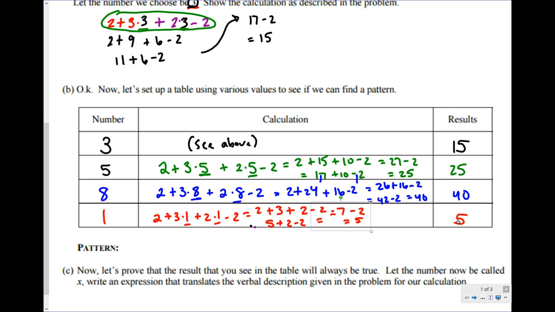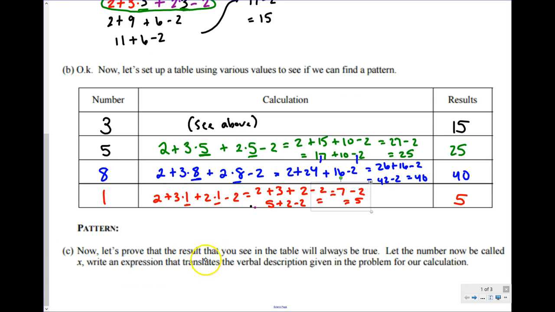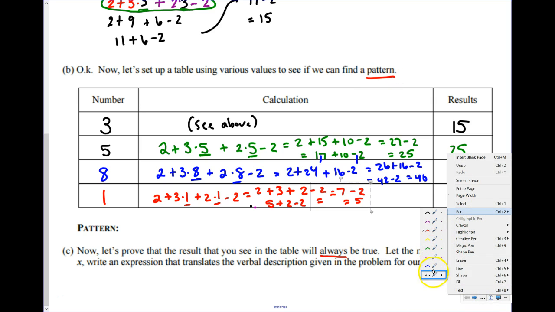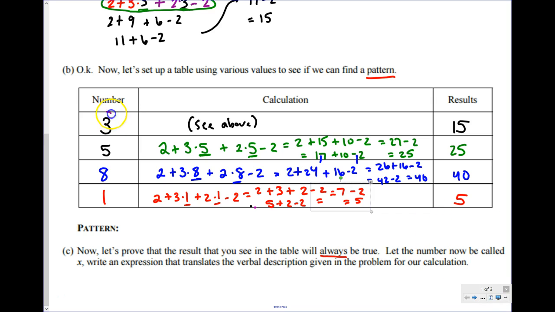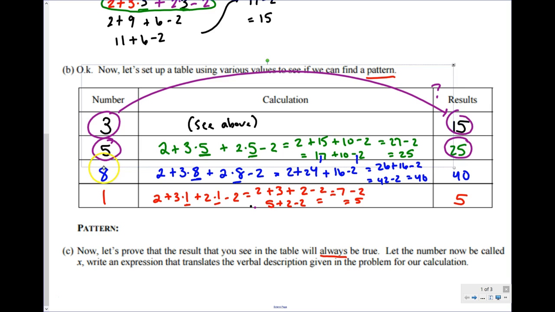So now that I've tried it with 4 different numbers, part C says, now let's prove the result you see in the table will always be true. Okay? And what that means is, what's this pattern that we're looking for? How are we going from the number 3 and getting a 15? How are we going from the number 5 and getting a 25? How are we going from 8 and getting to 40? What's happening to 8 to 40, 5 to 25? Well, if you notice, each time we're multiplying by what? What times 3 gives you 15? 5. What times 5 gives you 25? 5.